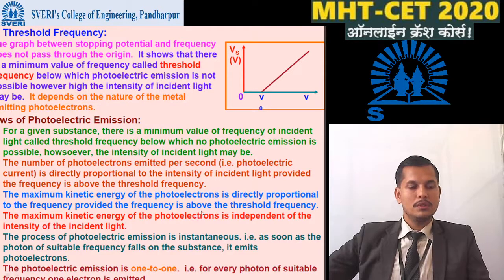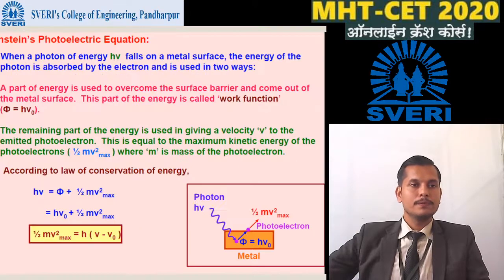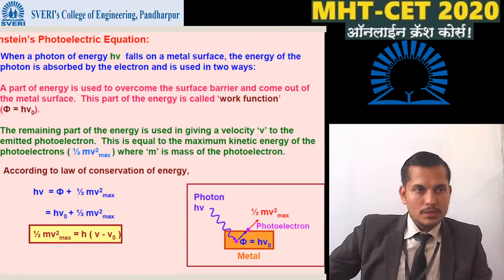So it is the same process called photoelectric emission. Then we move to the next point, that is Einstein's photoelectric equation. So let us read it first.